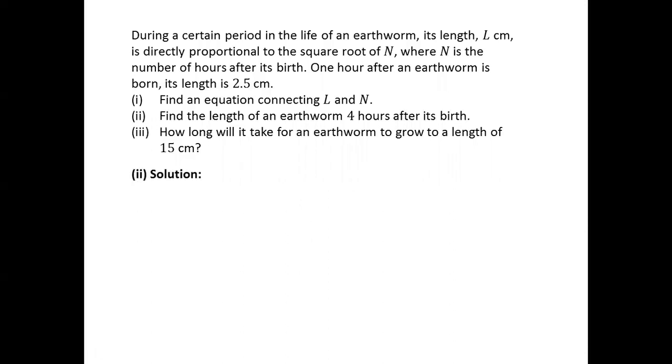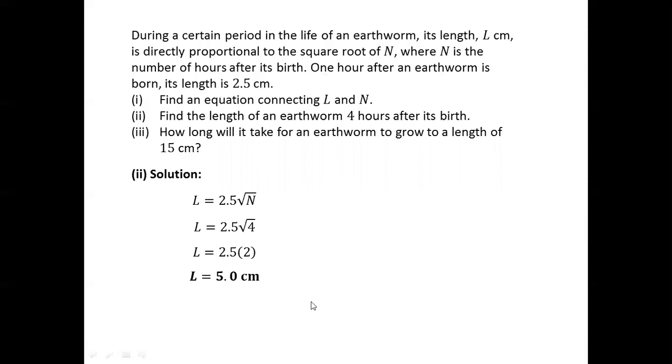Now, to answer the second question, find the length of an earthworm 4 hours after its birth. We use the equation we obtained for the first question. We substitute 4 to n. Remember that n refers to the number of hours. So 4 replaces n. Square root of 4 is 2, and 2 times 2.5 will be 5 centimeters. Okay, so the length of the earthworm 4 hours after its birth is 5 centimeters. Since this is a problem wherein units are specified for each of the variables, then we should include also the unit in our answer.